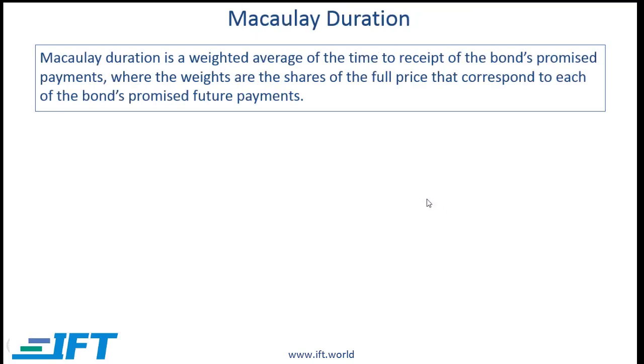Under yield duration, the first basic type of duration that we'll consider is Macaulay duration. Macaulay duration is a weighted average of the time to receipt of the bond's promised payments, where the weights are the shares of the full price that correspond to each of the bond's promised future payments.